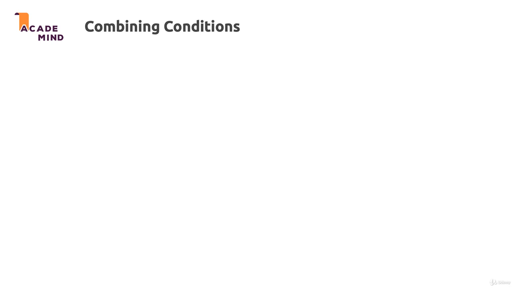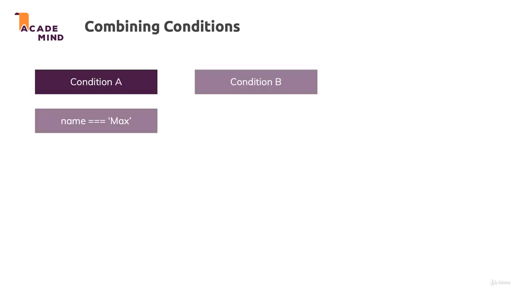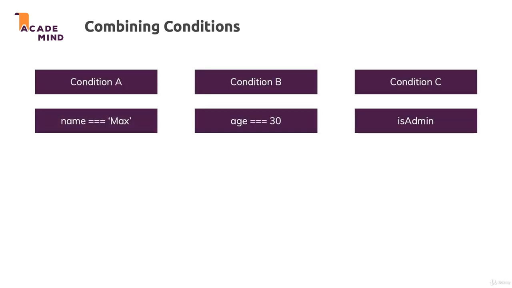Now, sometimes when writing an if statement, you want to combine conditions. There's not just one condition which has to be met to execute some code, but maybe two. Or you've got two alternative conditions. So let's say we have three conditions in our code that should be met in an if statement.